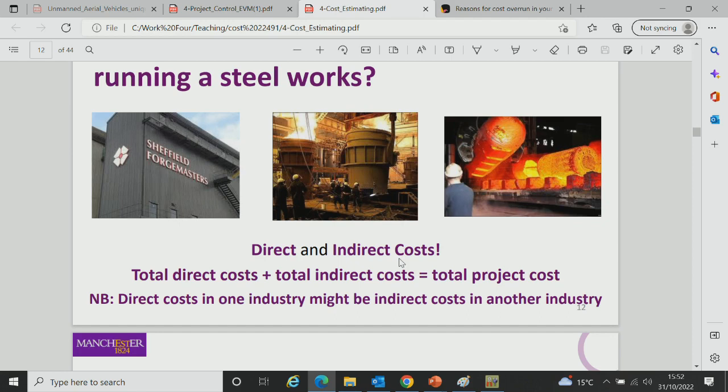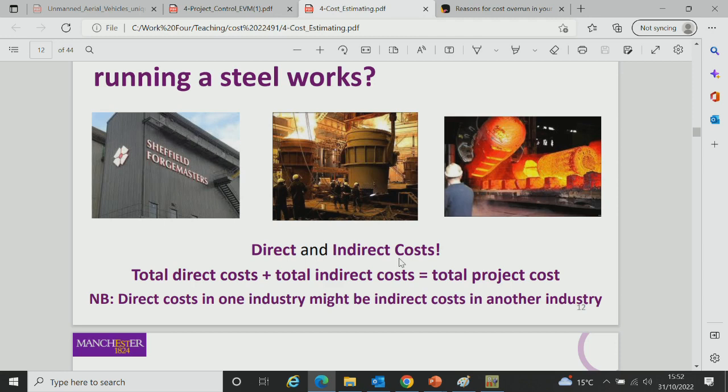Now that's a management accounting principle, whether something is direct or indirect. So it's like if you're working at the coal face. You know, if you're working directly on a project, you're direct labour. If you're using materials to build something, it's direct materials. If you're hiring a machine to work solely on the project, that's direct equipment and machinery. So they're your direct costs.